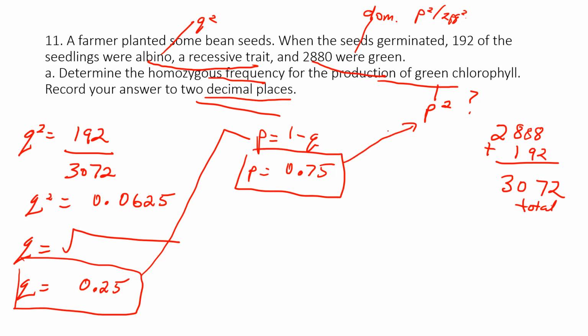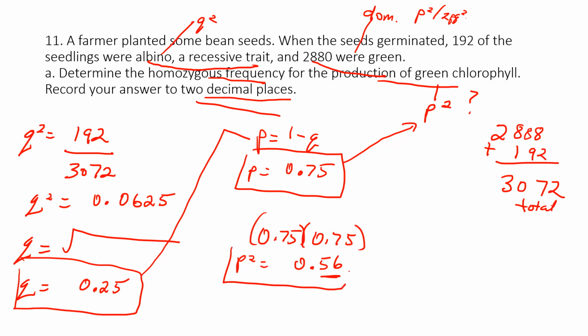There's our P. We're going to take that value and see what they're asking for. And of course they wanted the homozygous for green, which is P squared. So we're just going to take that 0.75, multiply it by 0.75, and our P squared value is going to come out to 0.56. 2 decimal places. That's our answer right there.